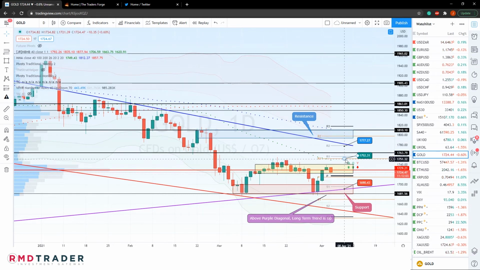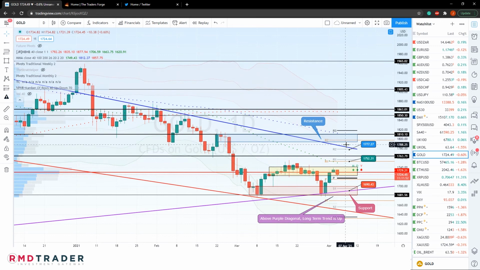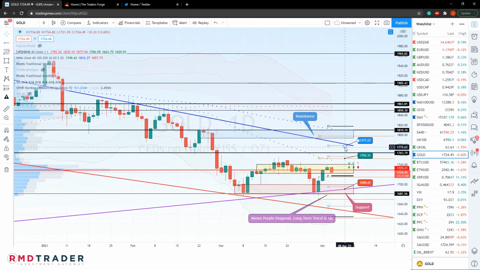A break above that will then see us test that overhead diagonal near the weekly R2 at 1,777. A break above that possibly then setting up that new bullish trend. So let's just keep an eye on price action to see what happens there.